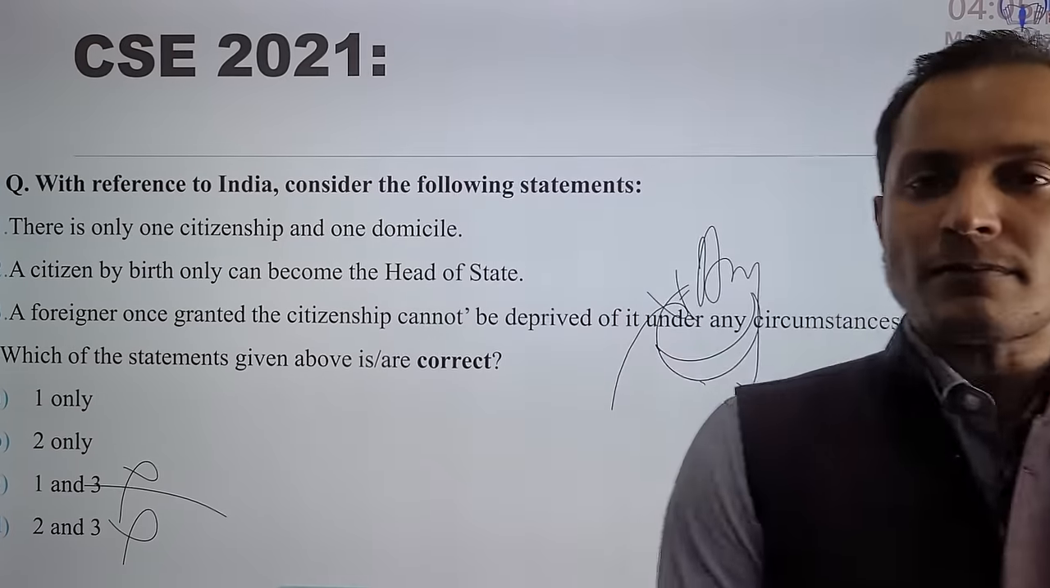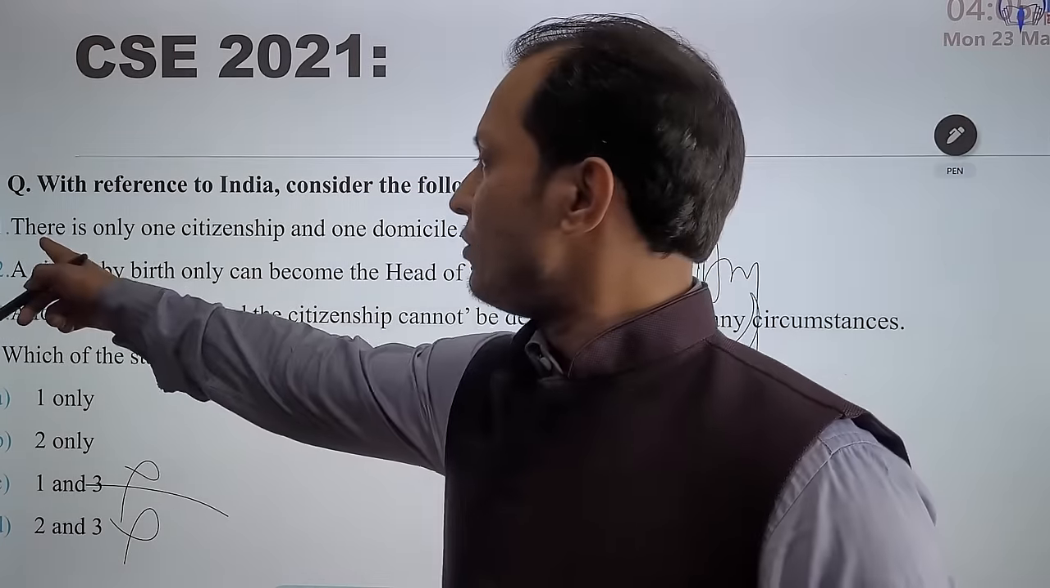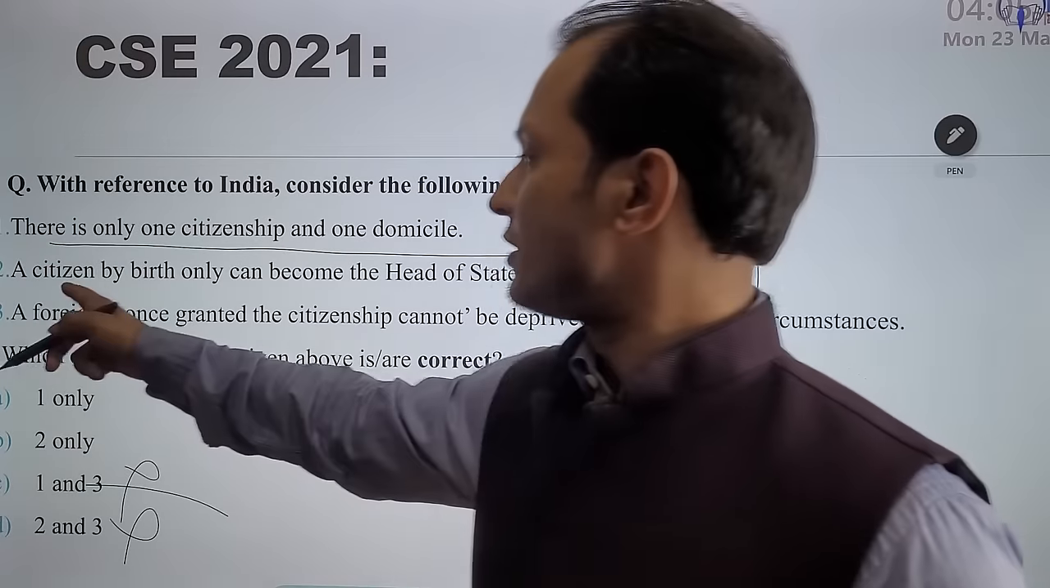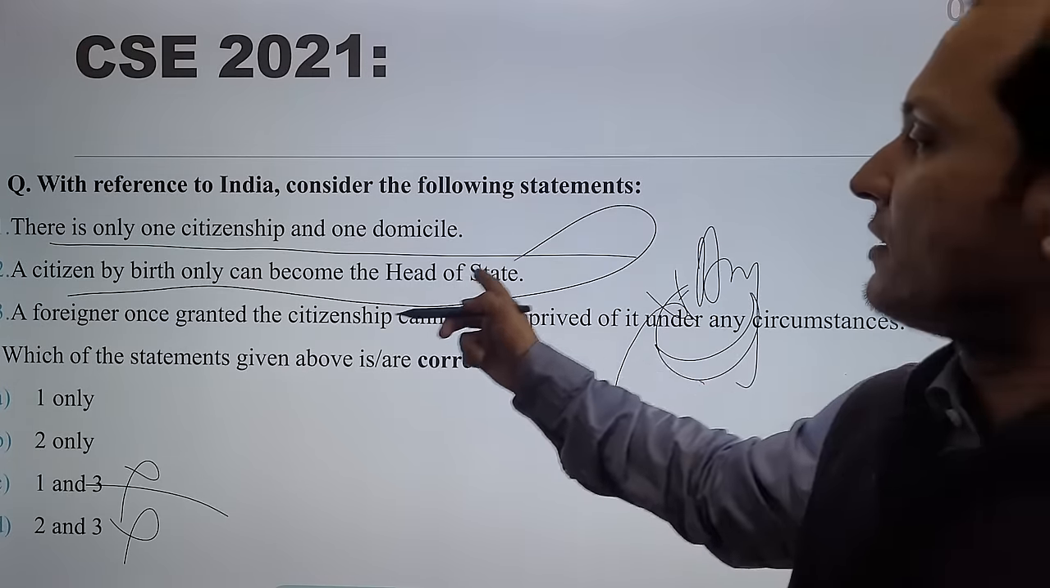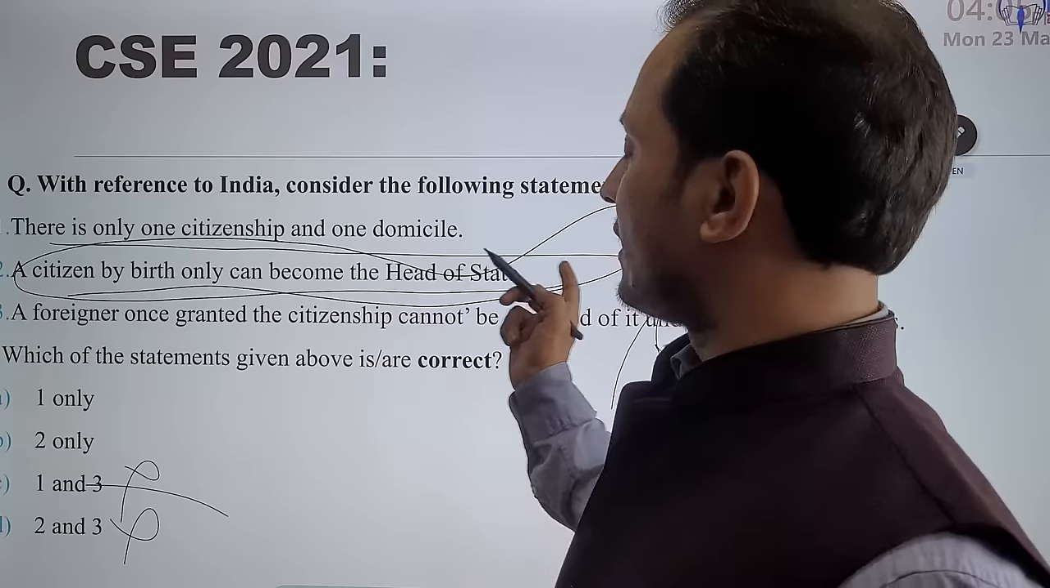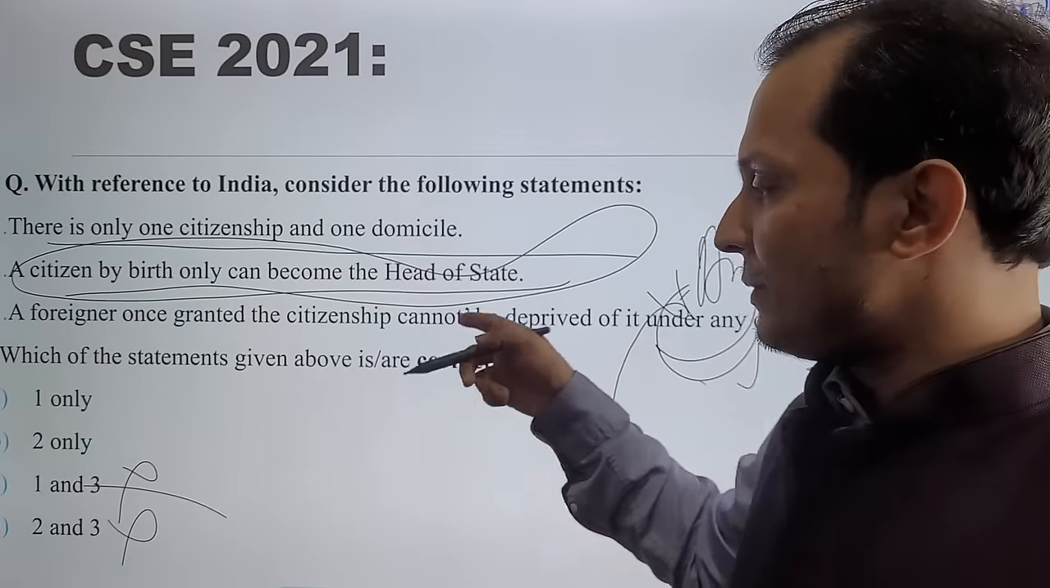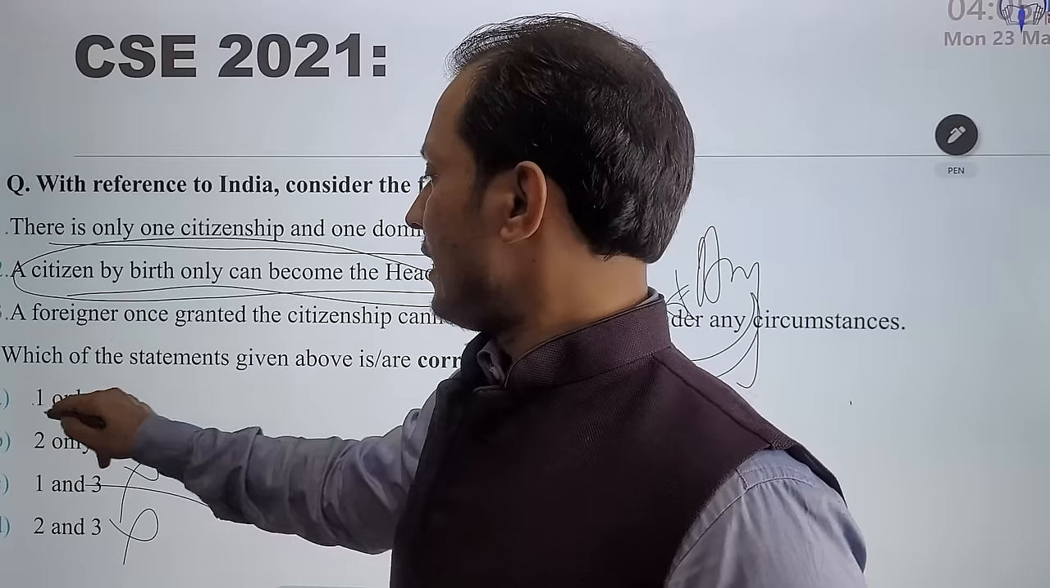You see, there is only one citizenship. A citizenship by birth only can become the head of the state. This is incorrect, because it happens in America, not in India. So we can see that one only.